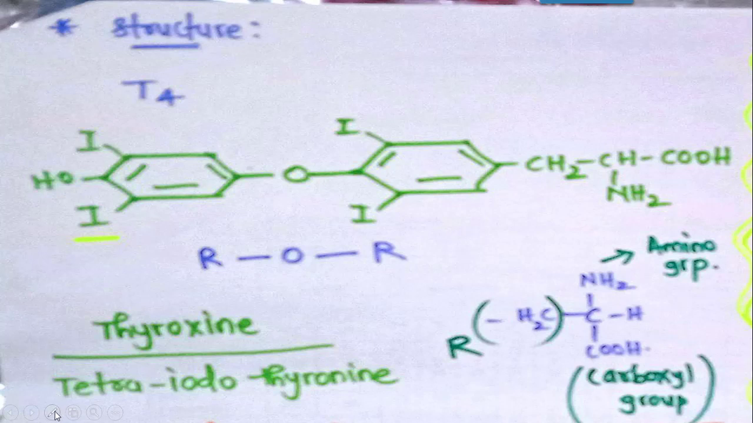So coming towards the structure, as you can see, the blue colored functional groups which I have written are this amino group, this R-O-R. These two rings with an O in between resemble the ether structure, that is ROR. This is one phenyl, this is another phenyl, and in between there is oxygen. So it is an ether-like structure.